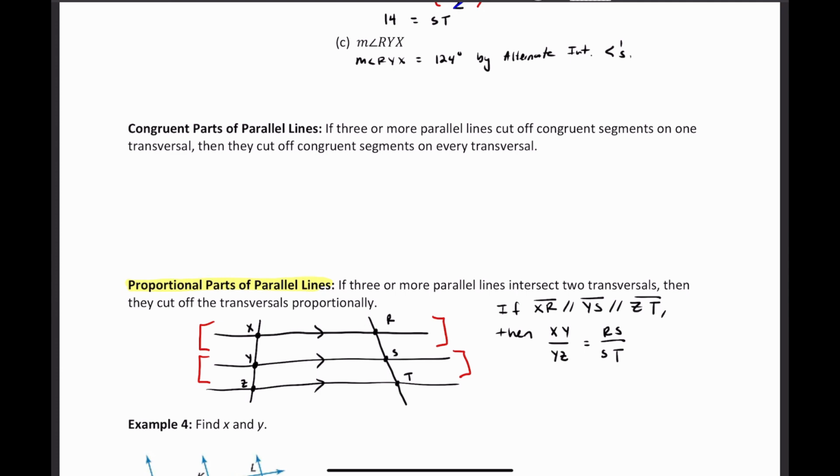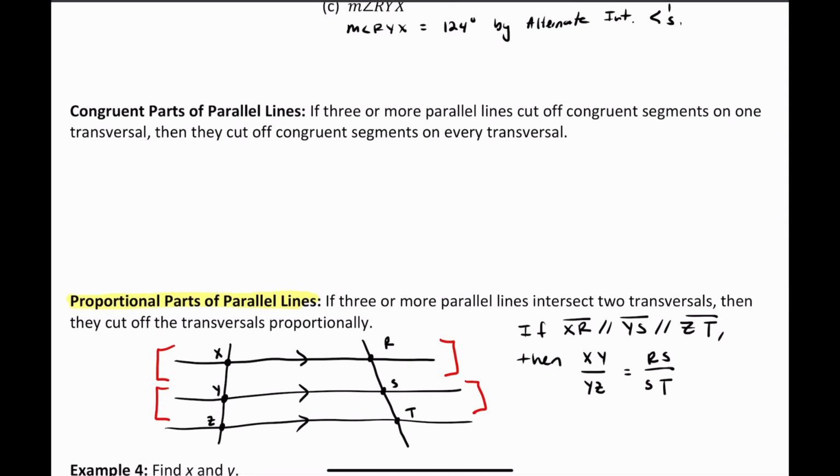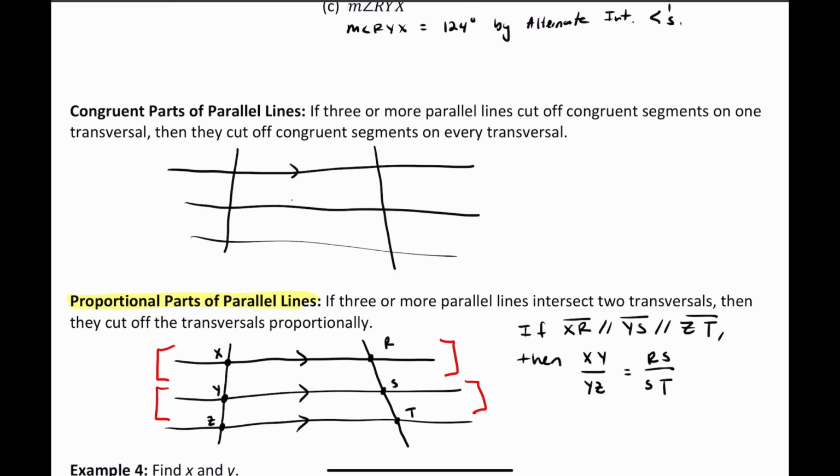Alrighty, let's go back to the congruent parts of parallel lines, which states that if 3 or more parallel lines cut off congruent segments on one transversal, then they cut off congruent segments on every transversal. So let me redraw what we drew before. I have 2 transversals and these 3 parallel lines. We're going to call this again X, this is Y, this is Z, and then here's R, here's S, and here's T.